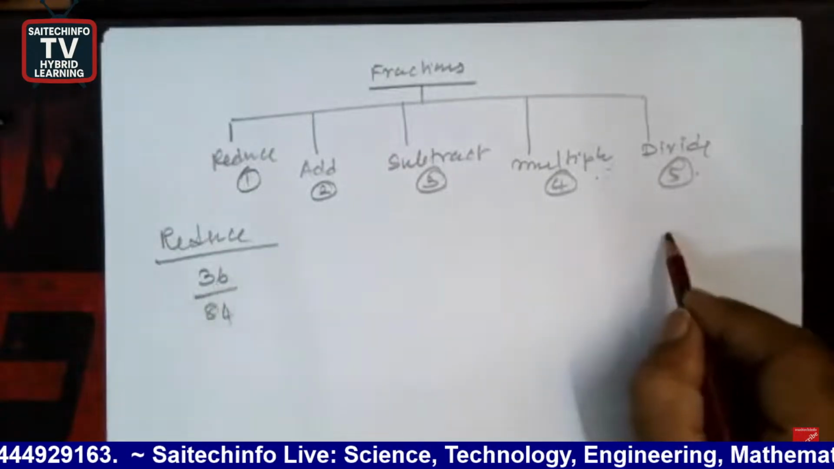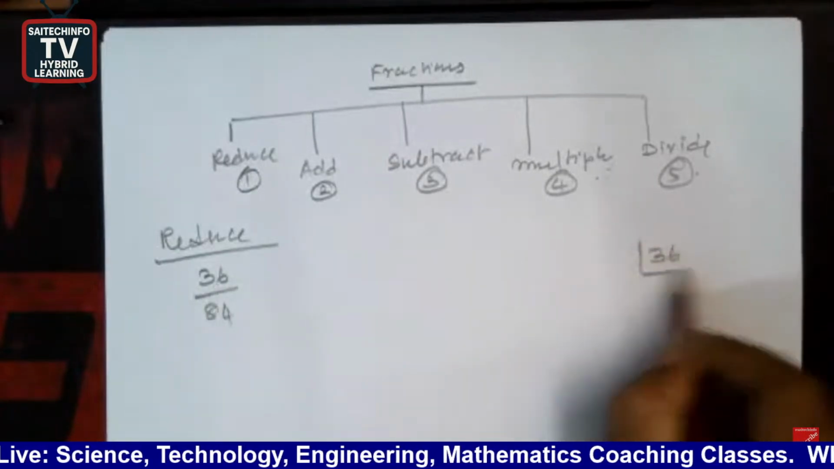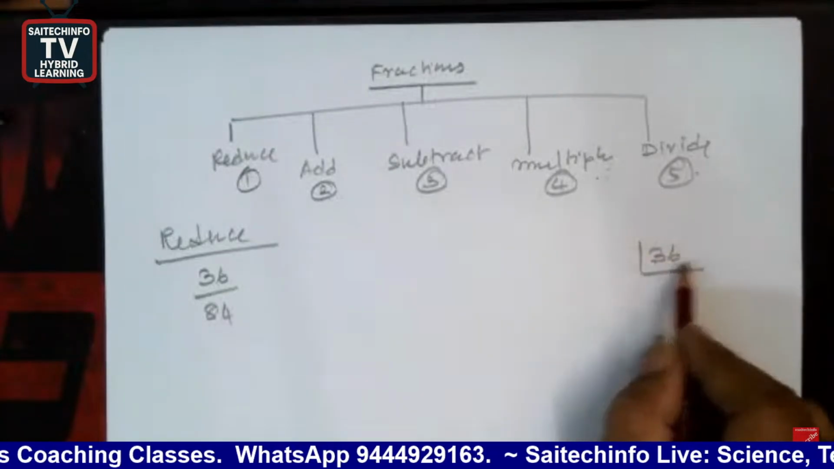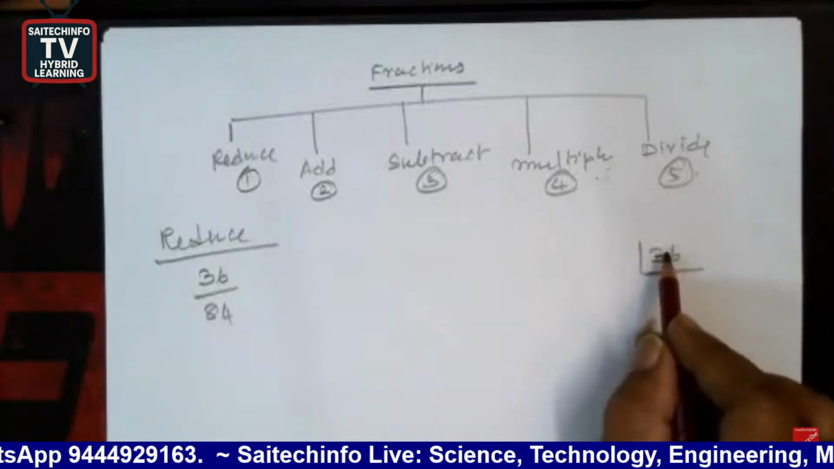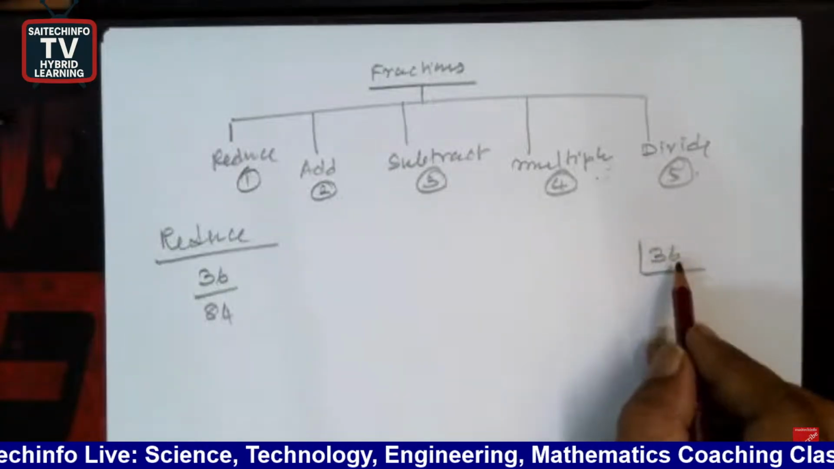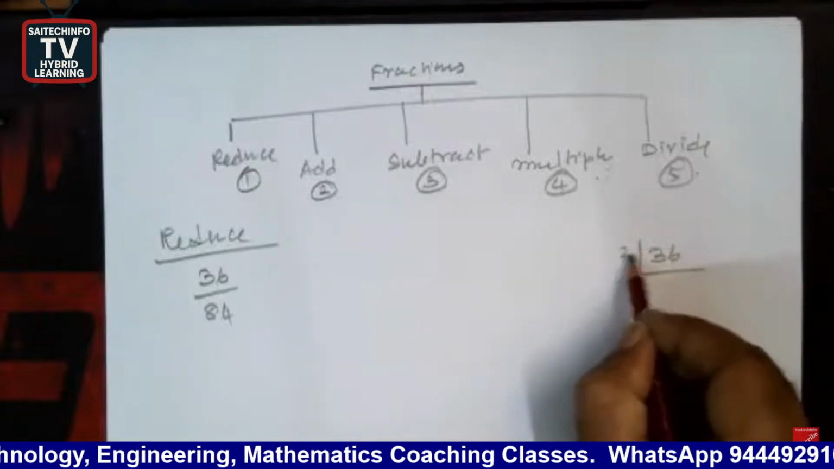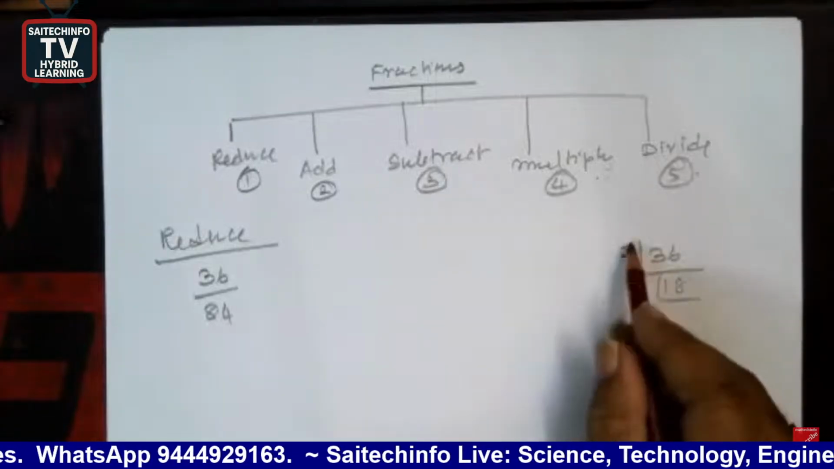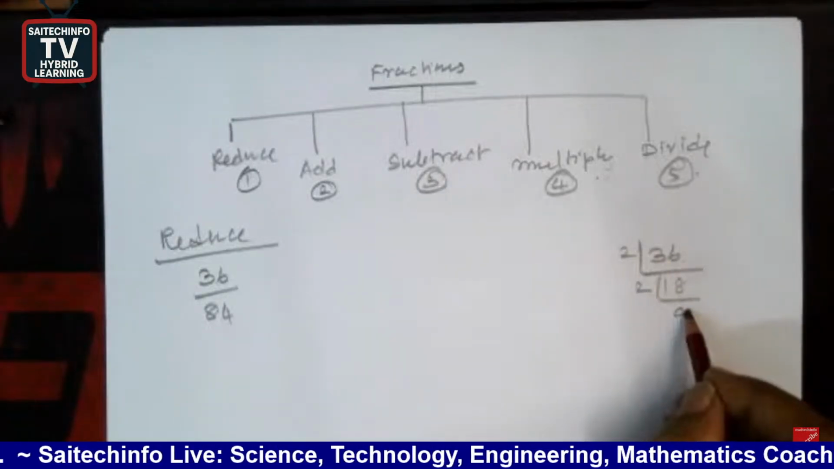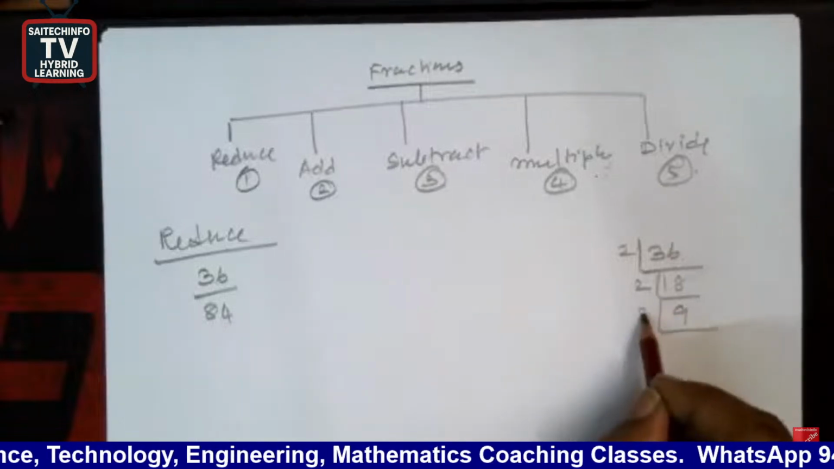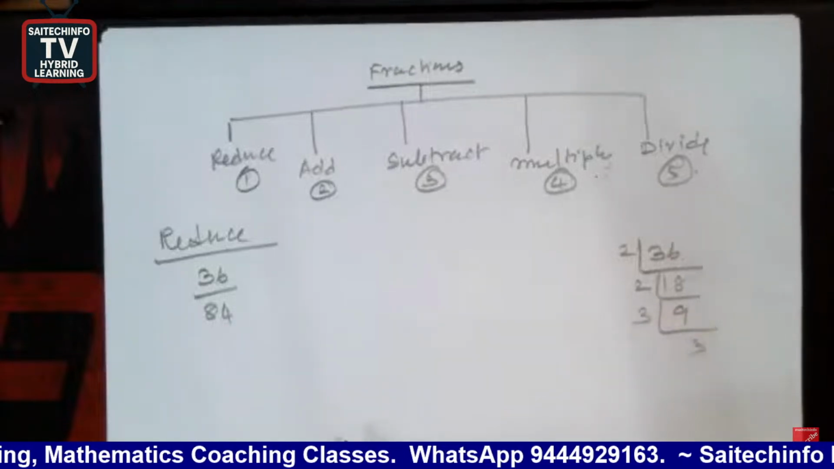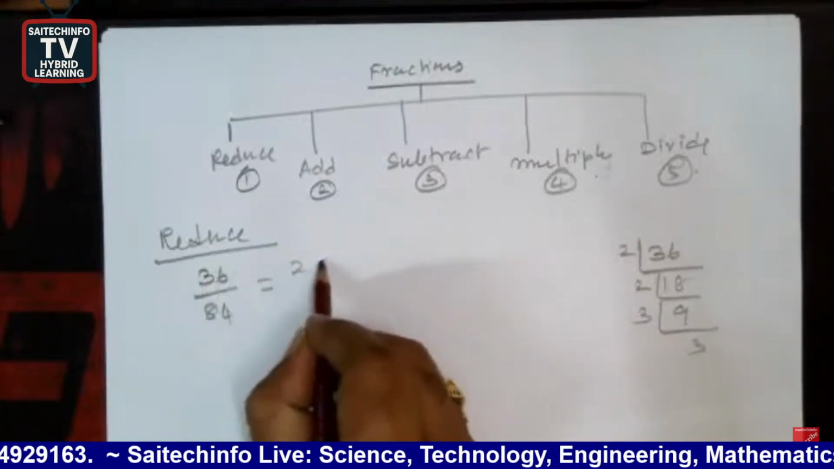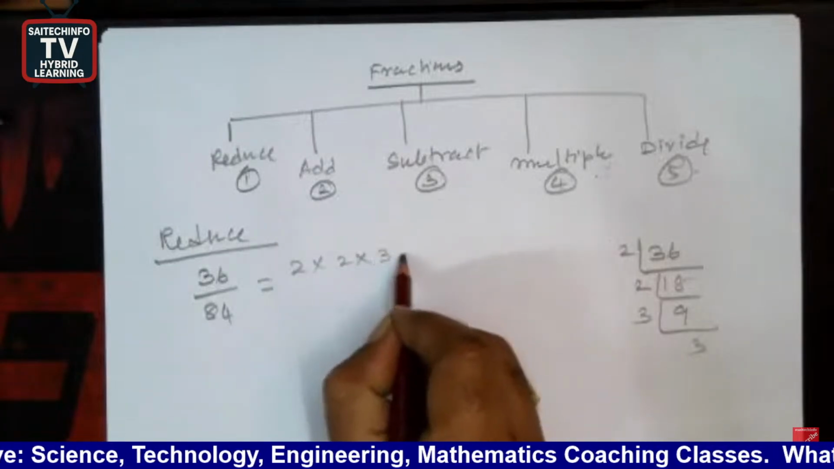Best thing is you have to factorize this 36. For example, when you take factorization, you have to divide by the suitable prime numbers. Being an even number, you can divide this, is it not? So it becomes 18, and then 2, 9, and then 3. That's it. So you can write down here 36 as nothing but 2 into 2 into 3 into 3.